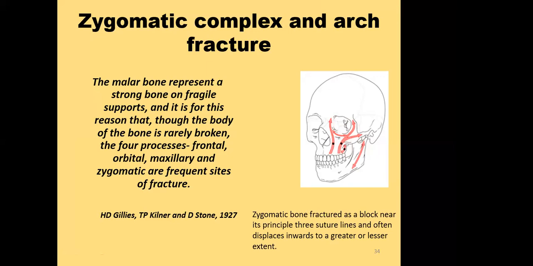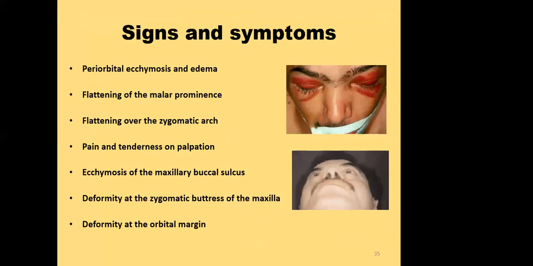So the key point here is that the zygomatic bone fractures as a block, because the rest of the bone is really strong, though the weakness comes from the way it attaches its processes to the neighboring bones. As you have seen already. So those points act as weak points, and then they make the whole complex fragile.